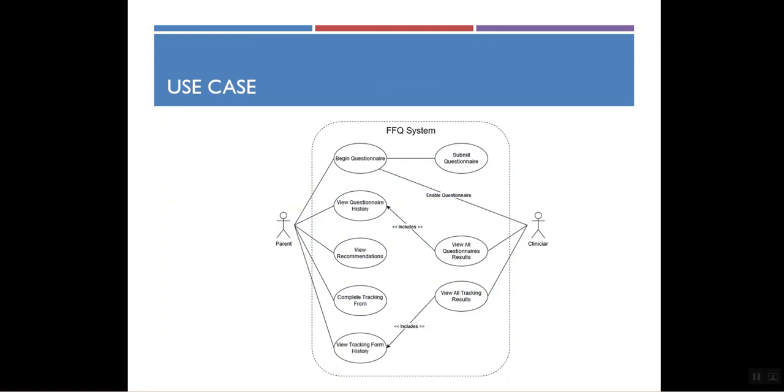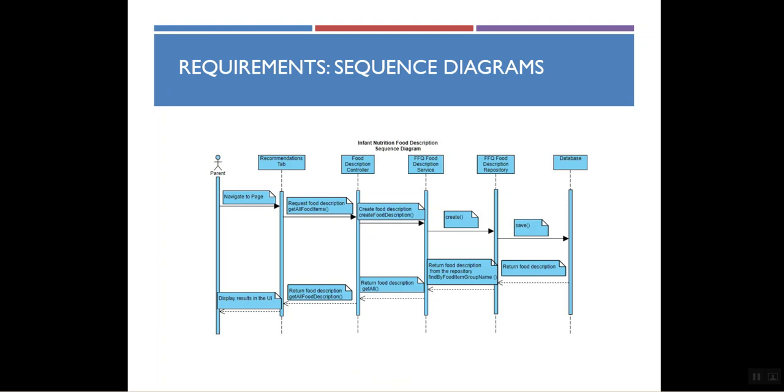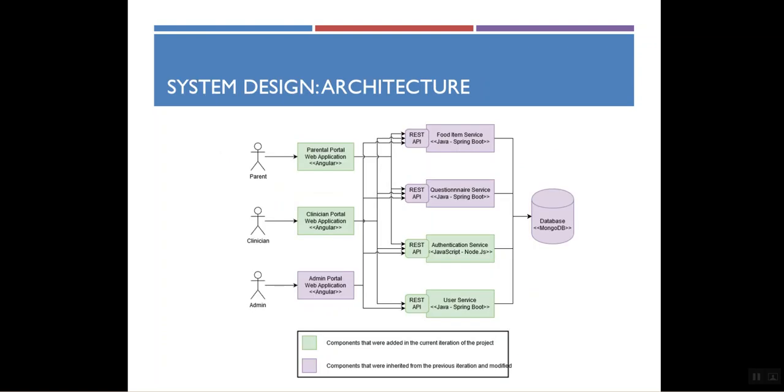This is a use case diagram, mostly from the parent side, as you can see on the left, and it tracks their life cycle of how they would use the system, and the different implementation that was put into place for the actual project is shown here. And here are some sequence diagrams for the main pieces. One of them is the tracker, and the other one is the food description, which is the recommendation part of the system.